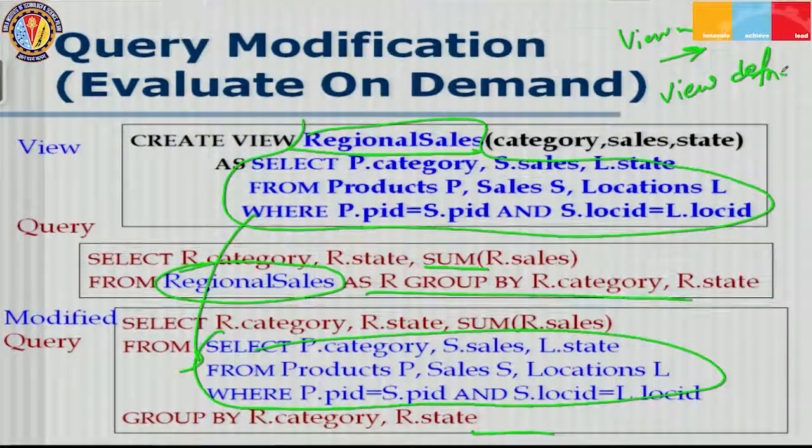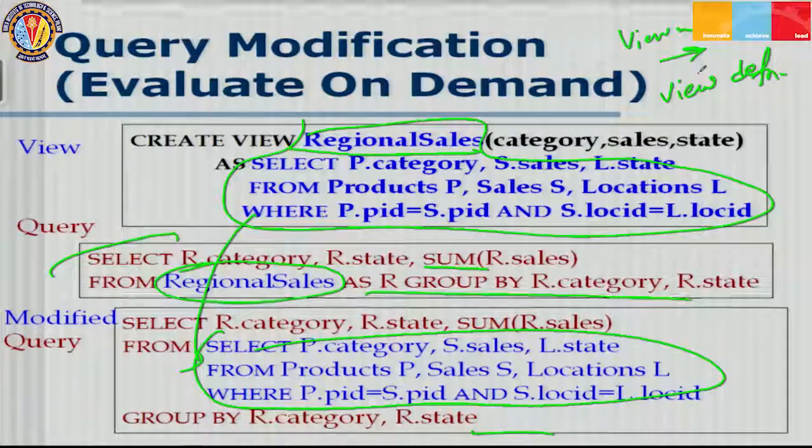Now the question is where this view definition is stored. The view definition is stored in the metadata. So I refer to the metadata when this query is parsed.